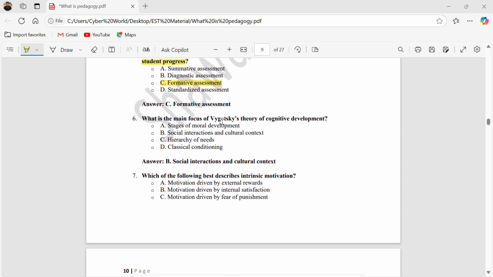What is the main focus of Vygotsky's theory of cognitive development? Everyone has their own cognitive development theories, but Vygotsky's theory is not stage of moral development. It is social interaction and cultural context. Not stage of moral development, not hierarchy of needs, not classical conditioning. Only social interaction and cultural context: how they socially interact and how the cultural context develops. This is according to Vygotsky's theory of cognitive development.